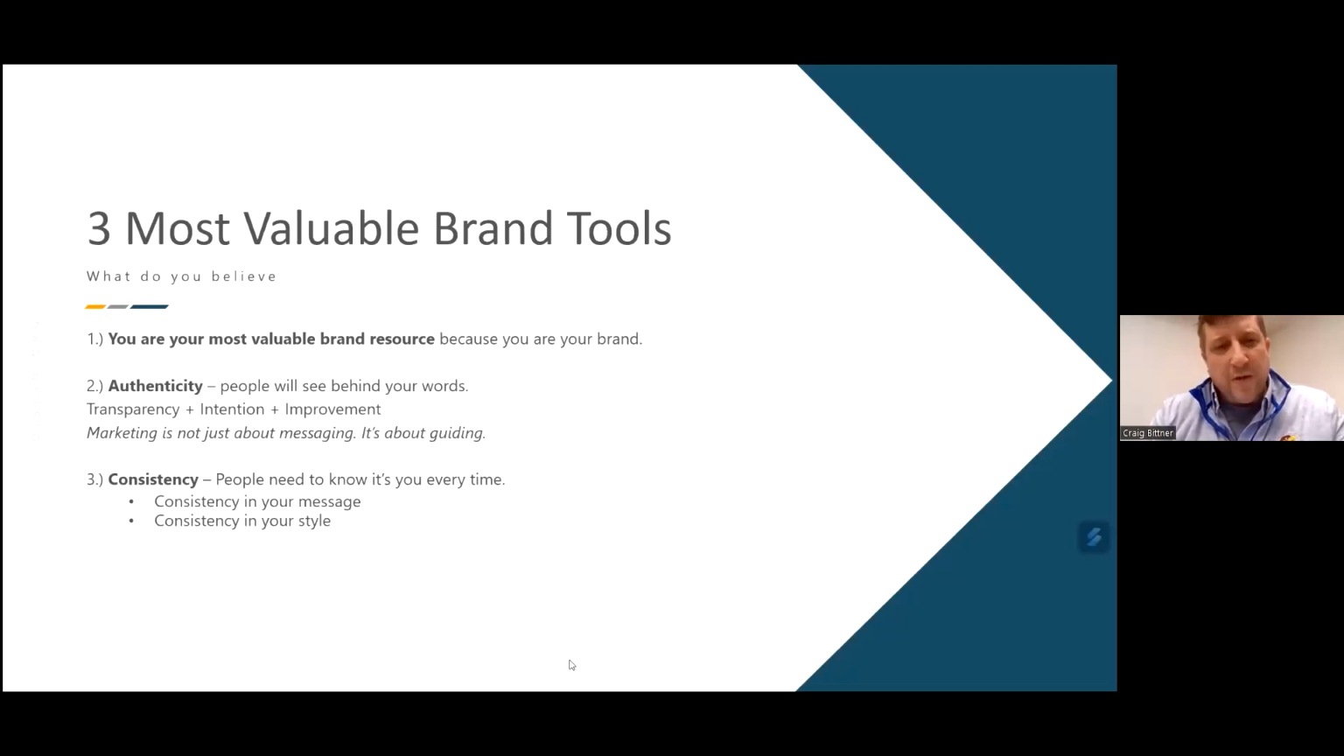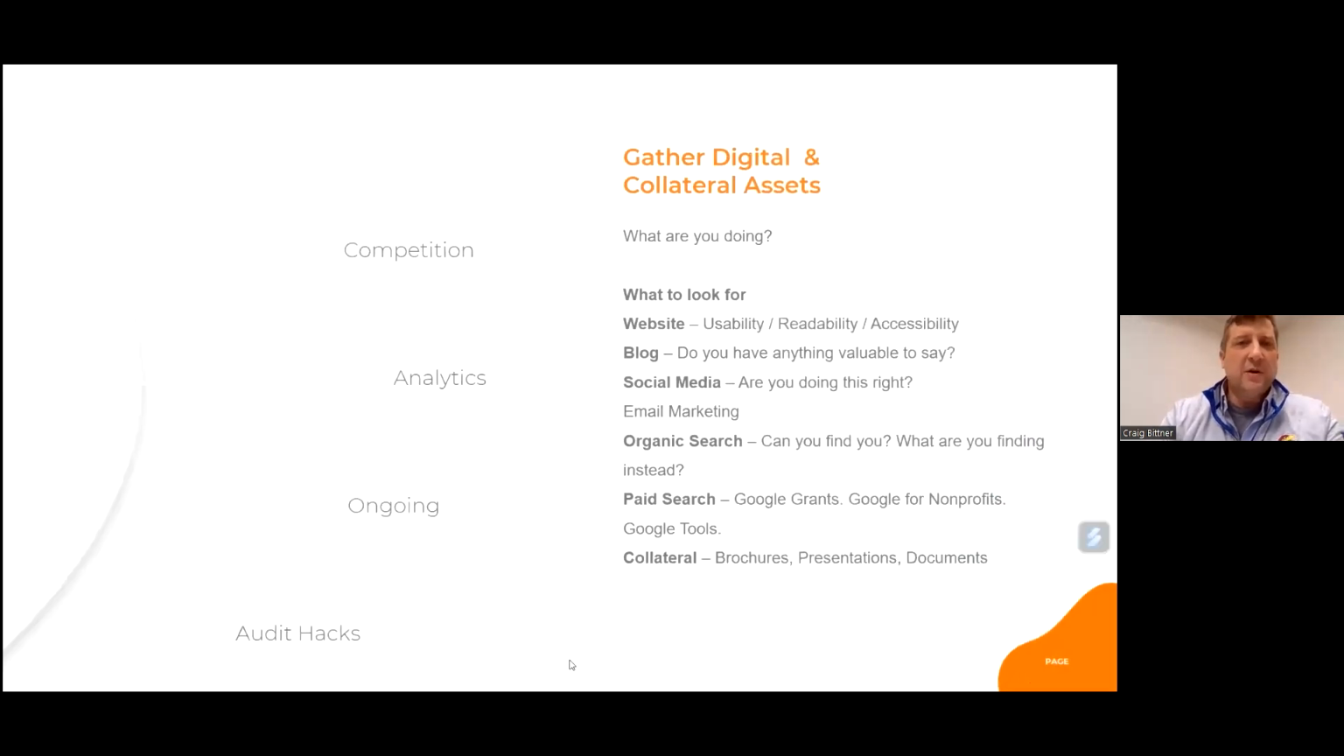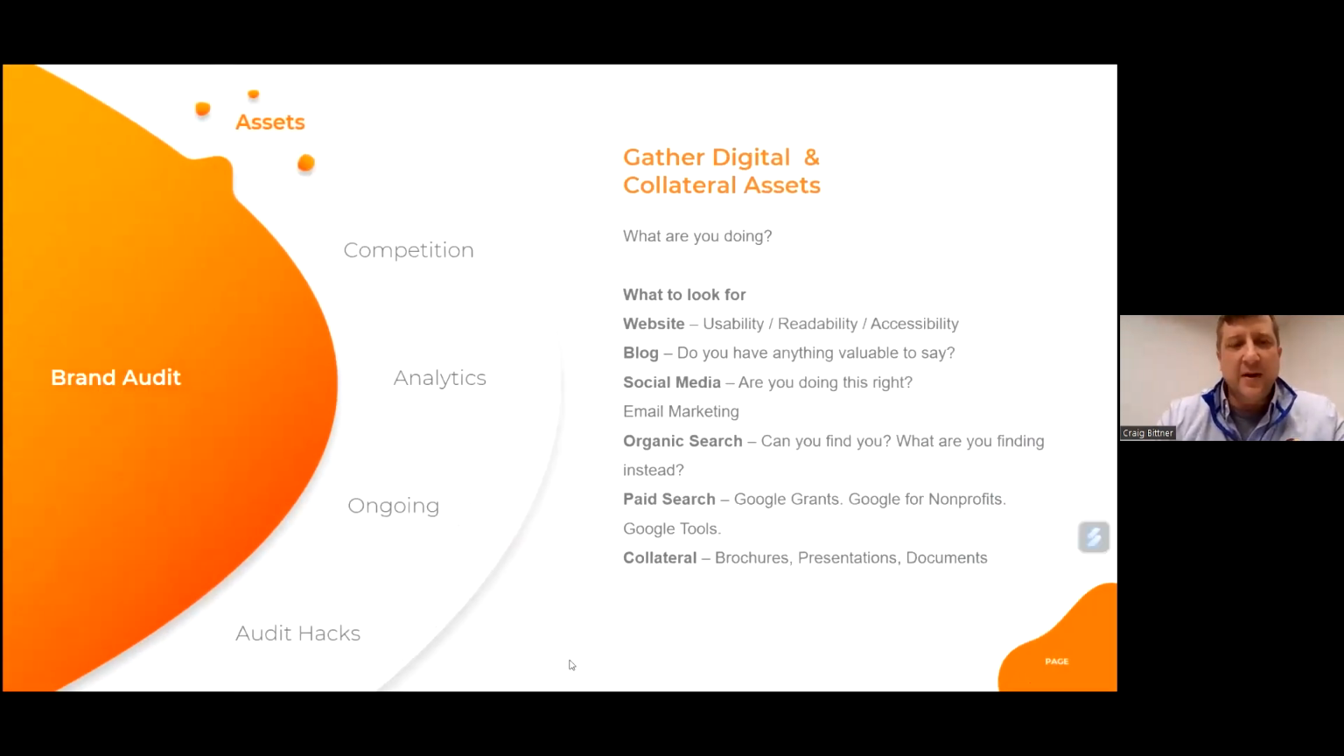And so that's one thing that we really want. I think we'll get across in some other ways as we go through it. So the elements that we'll look at when we're looking at the audit are looking at your assets, looking at your competition, looking at your analytics. We'll go back into the ongoing elements. And then I do what I'm calling audit hacks.